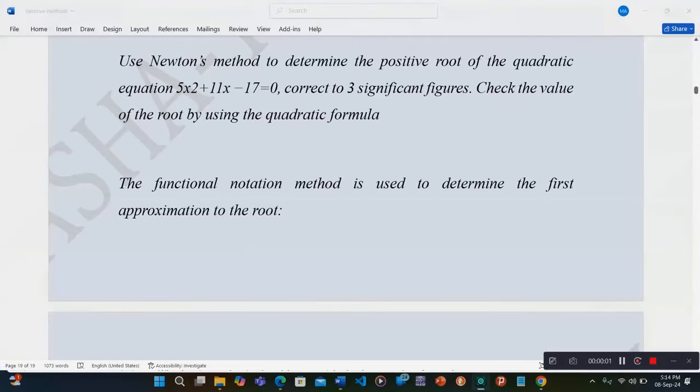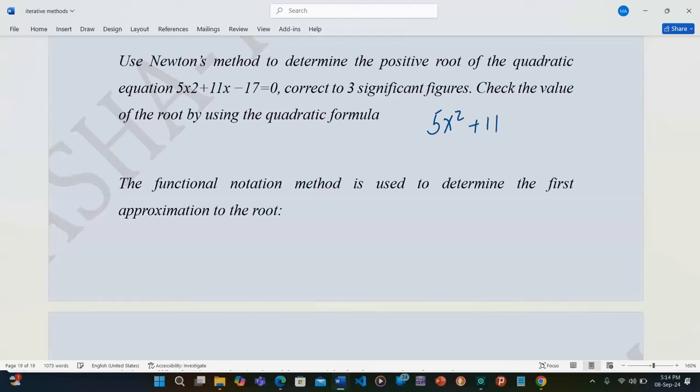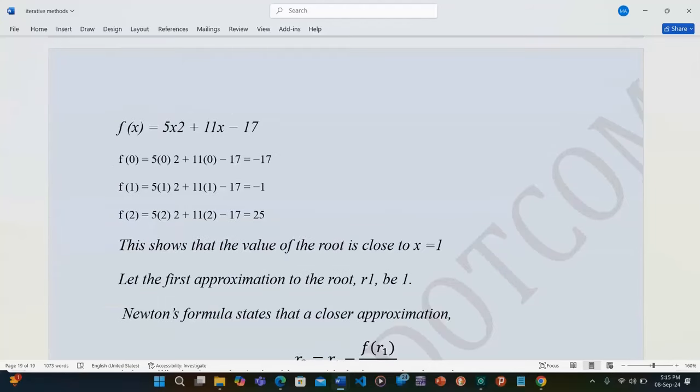In this example, we are going to apply the Newton-Raphson method to determine the positive root of the quadratic equation 5x squared plus 11x minus 17 is equal to 0. We are told to correct to three significant figures. Then we need to also check our value by using the quadratic formula.